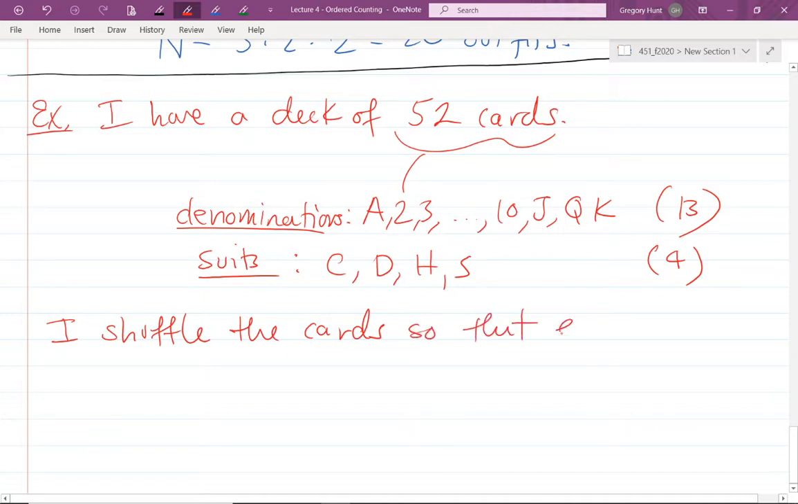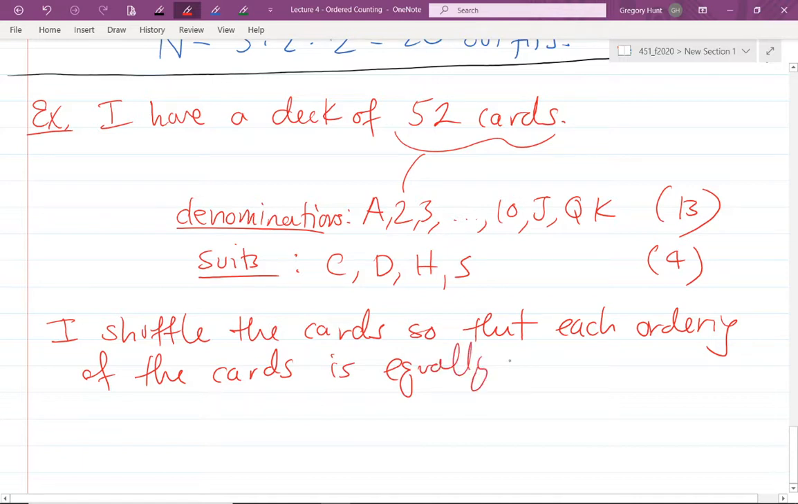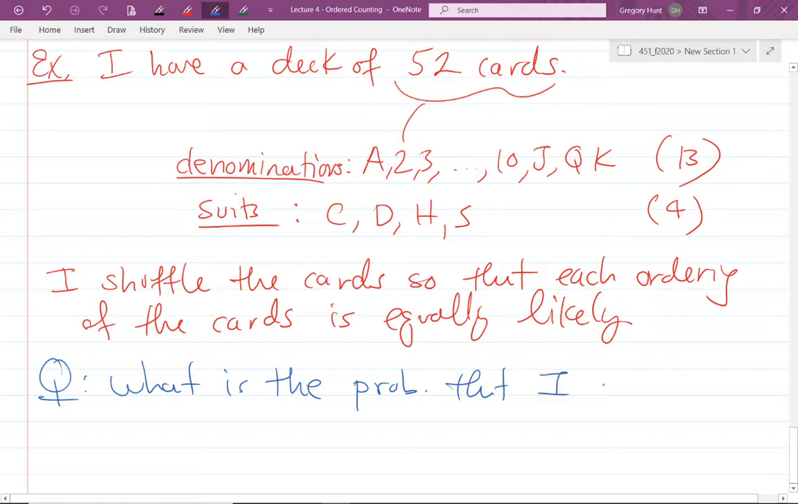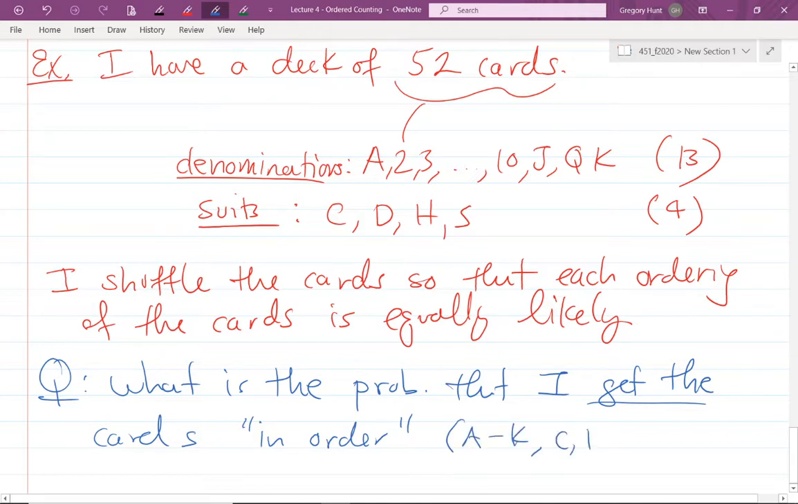so that each ordering of the cards is equally likely. And I can ask, say, what is the probability that after I do the shuffle, I get the cards, quote, in order. And by in order, I mean they are going to be ace through king, clubs, diamonds, hearts, spades.